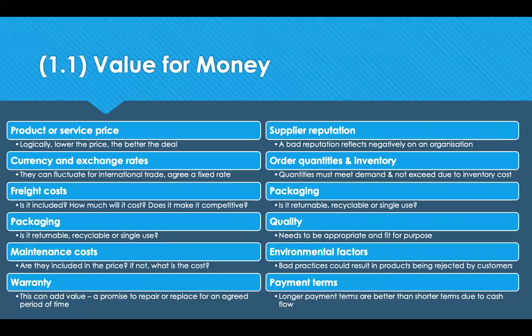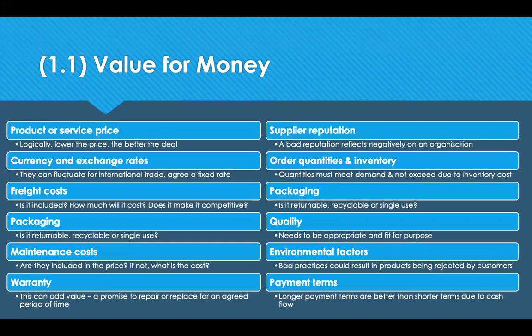Then the freight cost, which again is more important with overseas transactions because you need to understand whether that's included. If it's not, how much is it going to cost you? And does that then make the deal competitive? You've got the packaging costs. Packaging preferably should be returnable, recyclable. But if it's single use, you're going to have a cost to manage the waste at the other end.